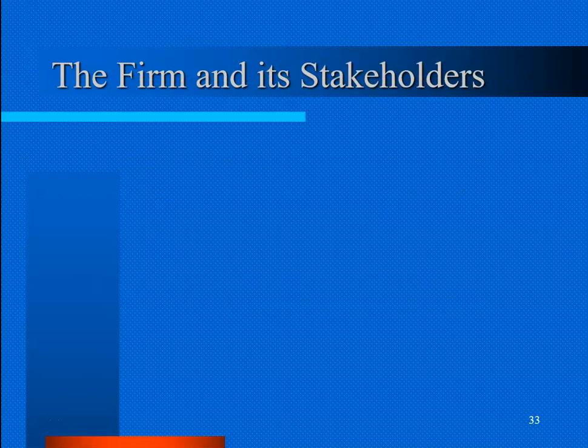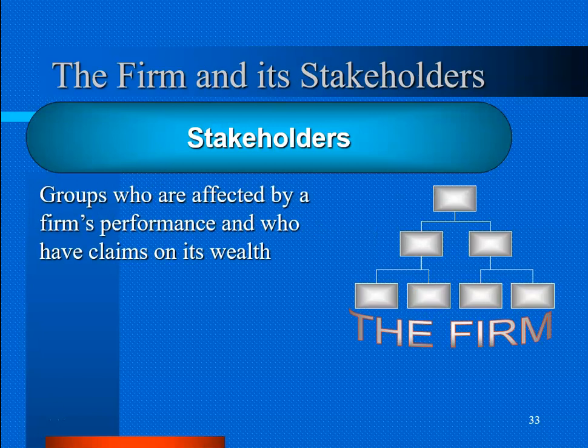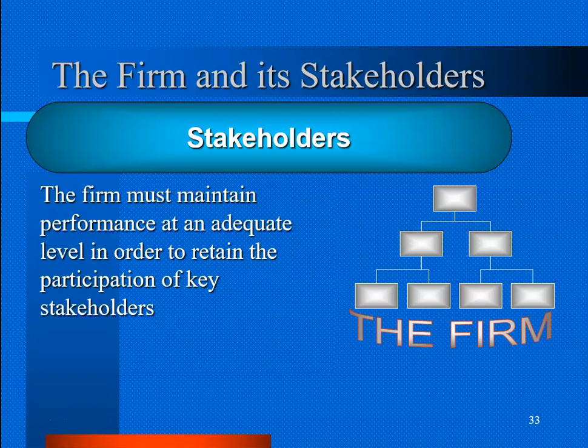Let us look now at the firm and its stakeholders. Stakeholders are groups who are affected by the firm's performance and who have claim to its wealth. The firm must first maintain performance at an adequate level in order to retain the participation of key stakeholders. This means that they have to at least be earning average returns, preferably above average, to maintain its stakeholders.